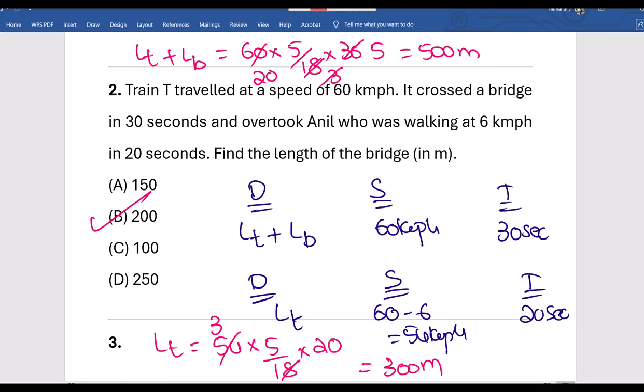We already discussed similar questions, so it's very simple. Don't panic. Two cases: D1 S1 T1, D2 S2 T2. Here nothing is constant. Speed is not constant, time is not constant, distance also not constant. So I am not applying any ratios directly. I am directly going to D equal to S into T. In some questions speed will be constant, then we will relate. Here we can't do that.